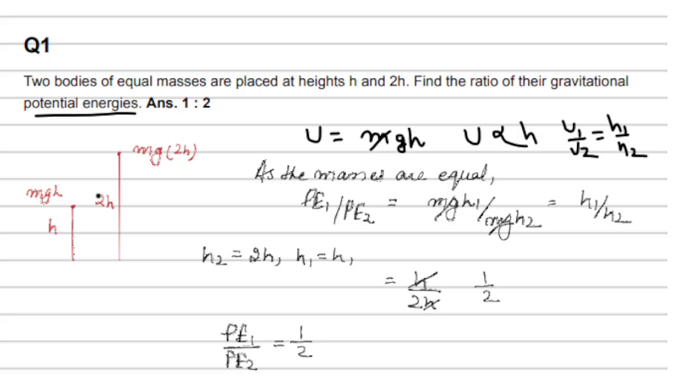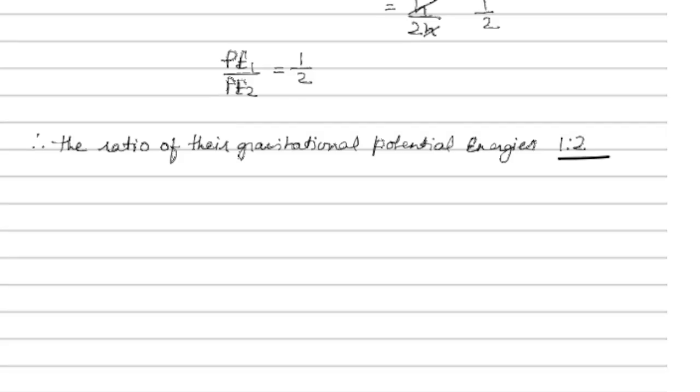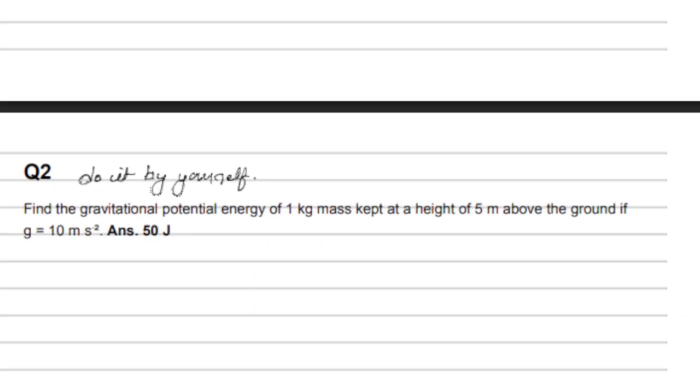So this height is 2h. So we will get 1 by 2, or 1 ratio 2. So that is what we were intuitively doing also. So we can directly say it is 1 ratio 2. Okay, let's do the next question.